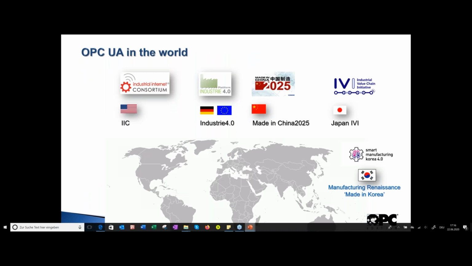OPC UA is relevant in all big consortia around the globe. We also have partners in all areas of the world. In the US, we also partner with CESMII, and I should integrate the logo here, but also in all the other regions. In the European Industry 4.0 initiative, OPC UA is mandatory if you want to call your product compliant with Industry 4.0. Two of the seven rules list OPC UA as a requirement.